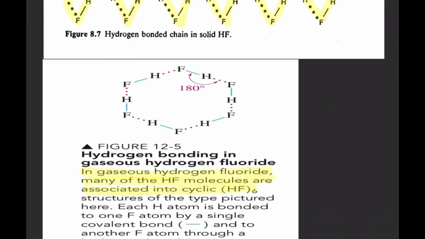One of them is an HF6 structure of the type pictured here. So it can also exist as 2 molecules combined or 3 molecules combined. It exists in cyclic form. So dipole-dipole interactions can exist in the solid state, in the liquid state, and in the gaseous state.